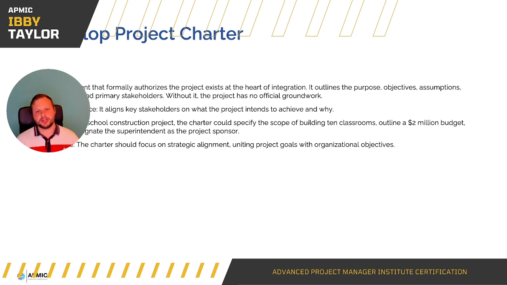So for a school construction project, the charter could specify the scope of building 10 classrooms, outline a £2 million budget, or dollar budget, and designate the superintendent as the project sponsor. Note, the charter should focus on strategic alignment, uniting project goals with organisational objectives. So it's bringing together not only what the school wants, which is to build 10 classrooms, it's also bringing in the financial element and the budget. It's going to outline the budget, and it's also going to designate the primary stakeholders to ensure that you know what you're doing, why you're doing it in some cases, how you're going to do it, what budget you're going to run to, and who's going to be the project sponsor, who are the key stakeholders involved in this project.